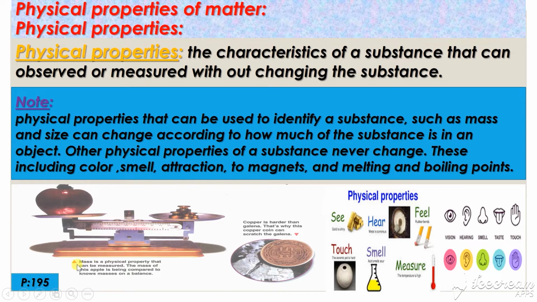Look at this picture, please. Mass is a physical property that can be measured. The mass of this apple is being compared to known masses on a balance. Copper is harder than galena. That is why this copper coin can scratch the galena.